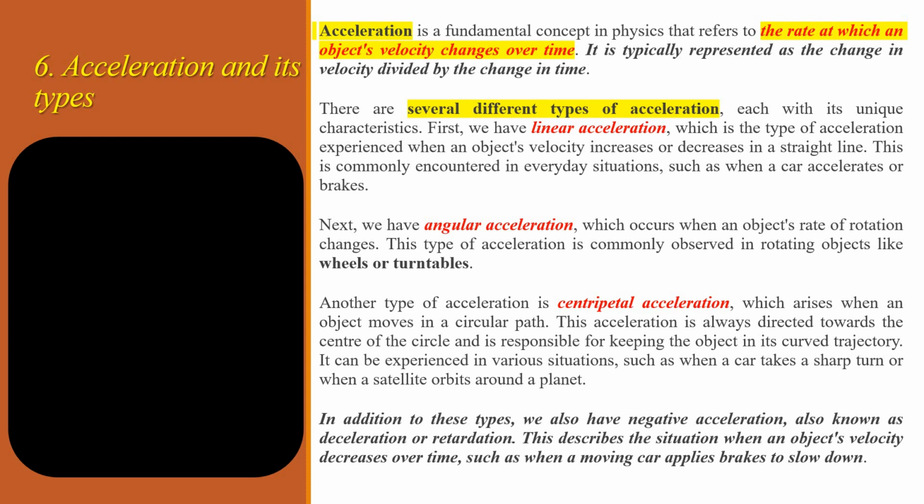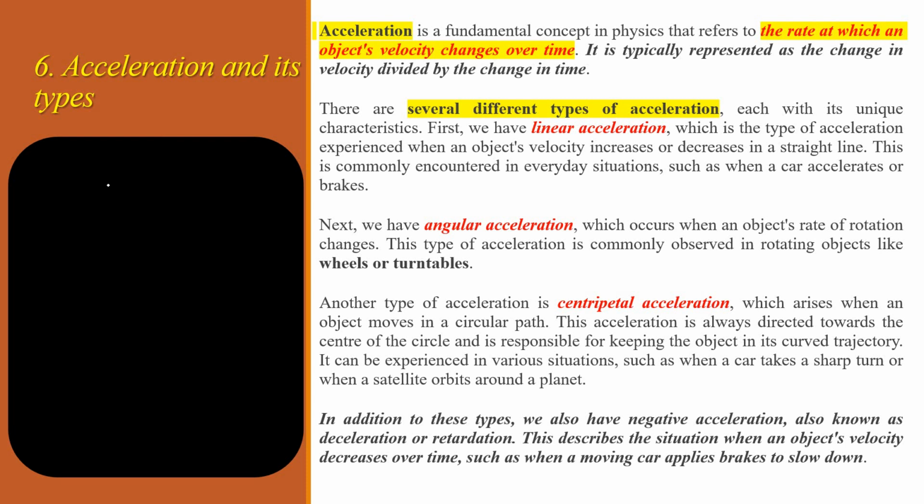So it has a great impact in fundamental physics, or in classical physics or in mechanics. In addition to these types, we have negative acceleration, also known as deceleration or retardation. This describes the situation when an object's velocity decreases over time, such as when a moving car applies brakes to slow down.